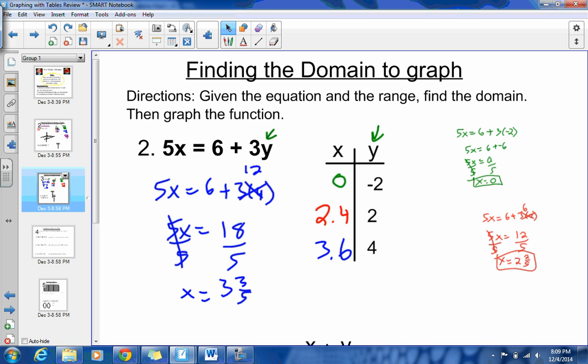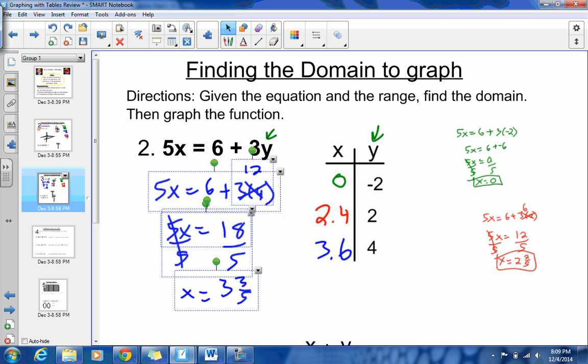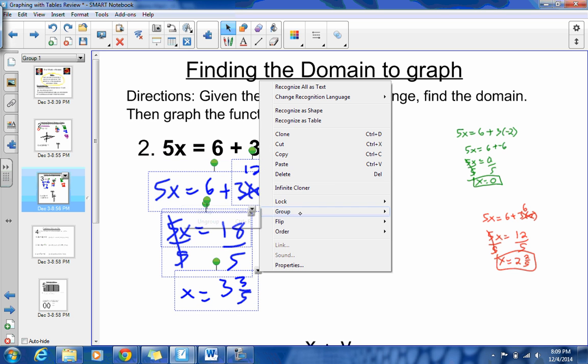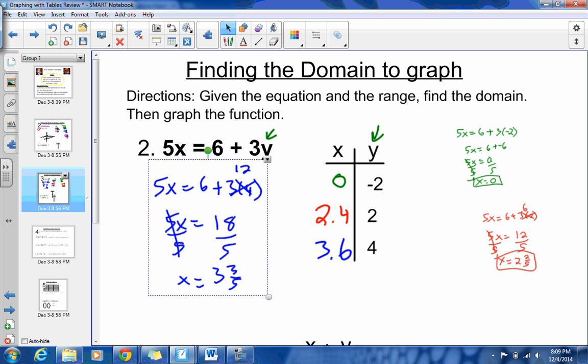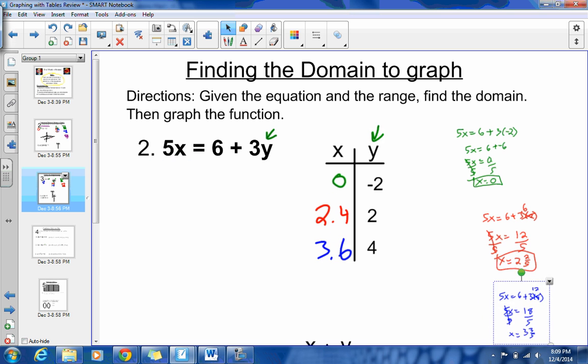Now, the biggest mistake that I see with this is instead of plugging the y in for the y, a lot of times we just always want to plug in for the x. But in this case, we're given the y values, so we have to plug them in to find the x values. All right? So, there you go. You have your new x and y ordered pairs. And then you have to go ahead and graph, just like the last one. It says to graph the function.